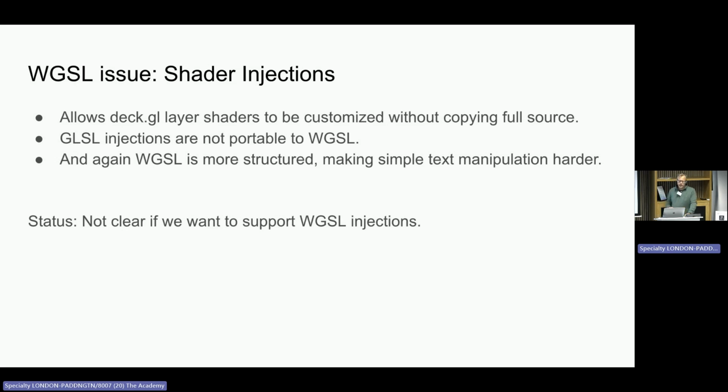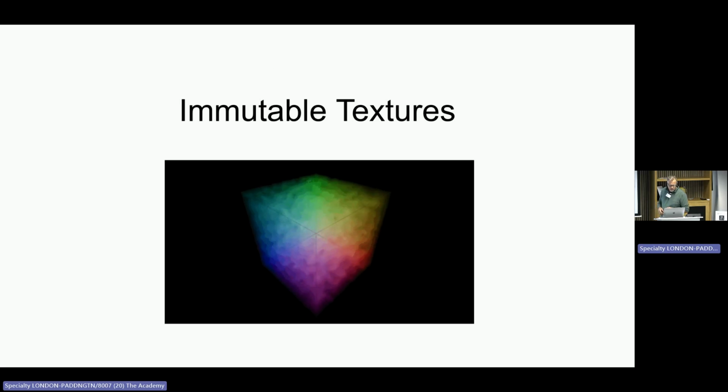Another thing, if you've been doing advanced work with shaders in deck.gl, we support a shader injection system. You can identify different points in a GLSL shader and add your own custom code. So if you want to customize a really complex layer, like the path layer shader, you don't have to copy the entire thing and have it go out of date. You can just inject a little bit. Obviously GLSL injections are not going to be portable to WGSL, and we have to figure out if we even want to support it in WGSL. So that's a heads up.